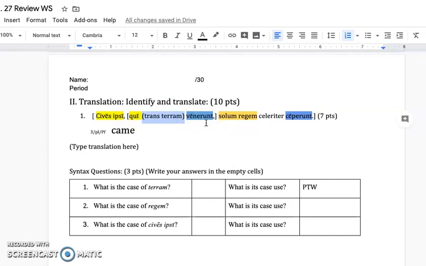Now, this case use is a little bit tricky. Trans means across, and you're being asked here in the syntax for the case use. So when you move across, you move from one place to another. And so you would have something like a place to which. Let's see. Any other things? You've got your direct object, your adverb, your verbs. Yeah, that's pretty much it.